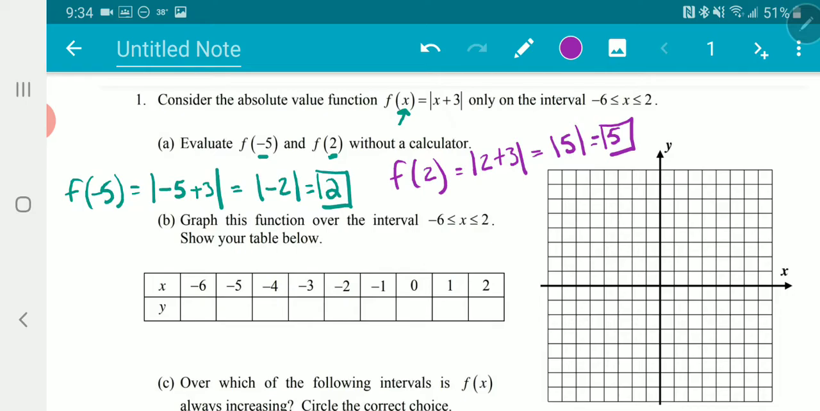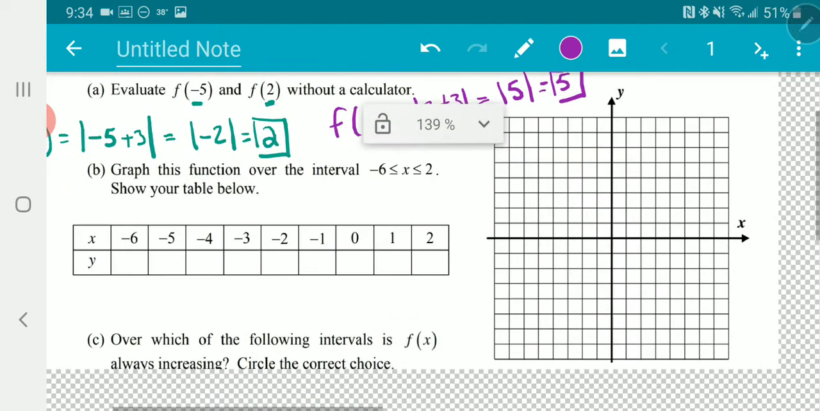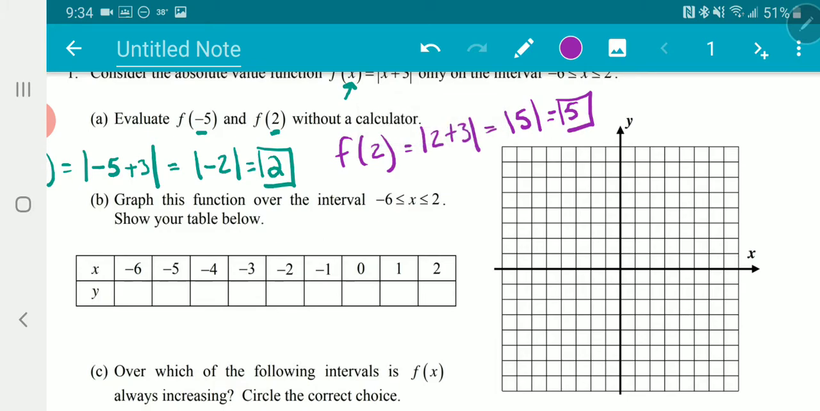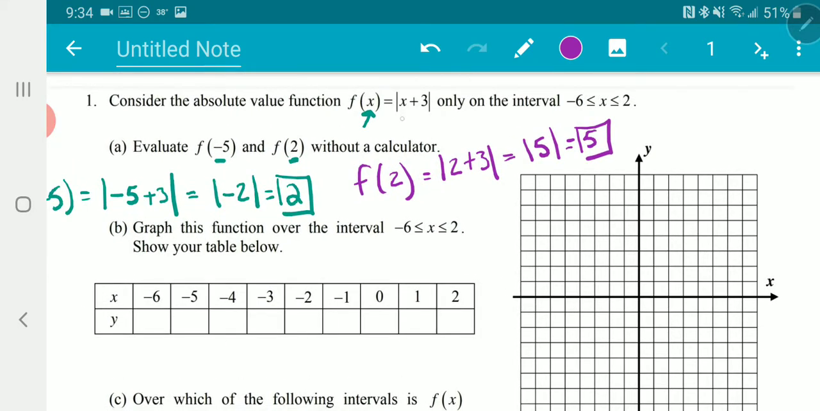Okay, so for part B, it says graph this function over the interval of -6 and 2. Once you start this, you could start calculating a couple of them. If I were to do really quick the absolute value of -6 plus 3, it's just going to be the absolute value of -3, which is equal to 3. You're going to start to see this pattern. So I've got 3. We already know that f of -5 is 2 because we did that one. And likewise, we already did f of 2, which we came to 5. -4 is going to get us 1. -3 is going to get us 0. -2 is going to get us 1, and so on and so forth.